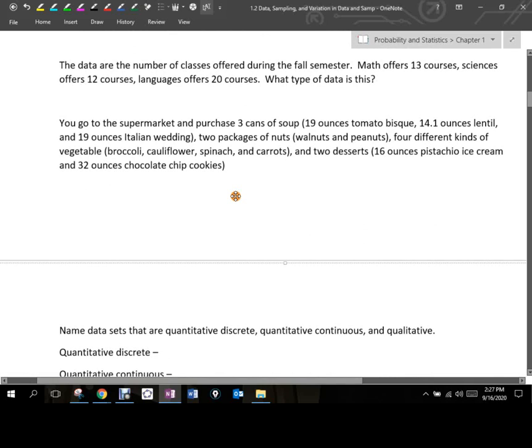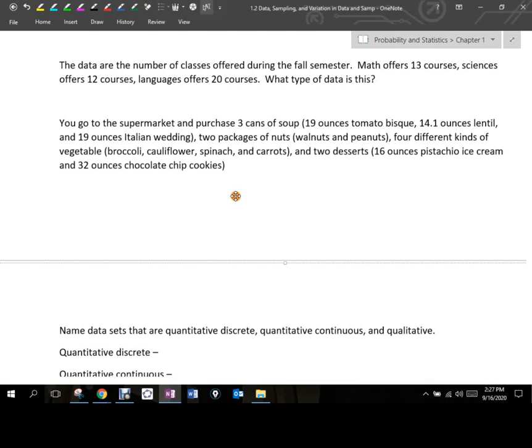Let's think about this. The data are the number of classes offered during the school fall semester. Math offers 13 courses. Sciences offers 12 courses. Languages offers 20 courses. What type of data is that? So I'm talking about number of courses. 13 courses, 12 courses, 20 courses. Quantitative, right? Discrete or continuous? Discrete. Okay, I cannot offer half a course.